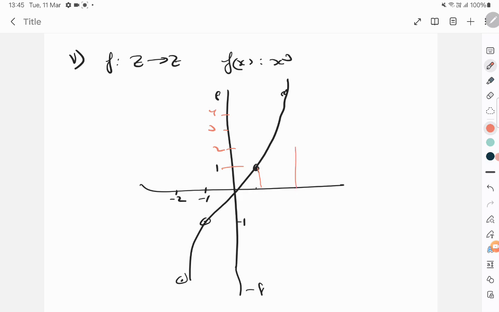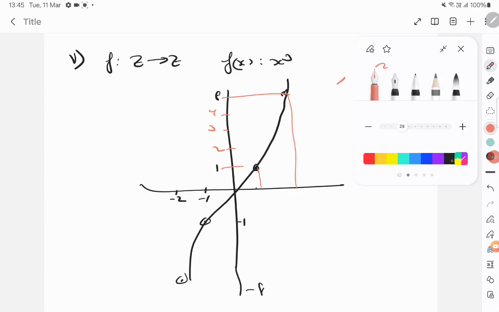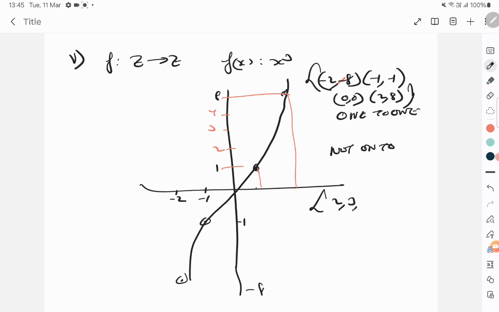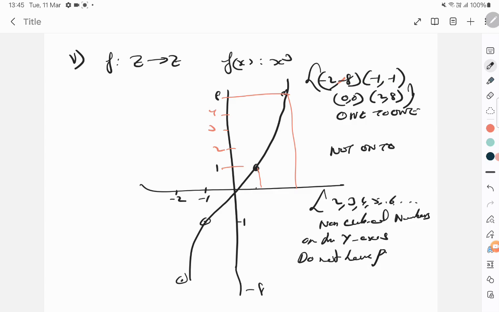It's definitely 1 to 1, because the ordered pair is like this. If you have -2, the -2 is related to -8. -1 is related to -1. 0 is related to 0. 2 is related to 8. So it's definitely 1 to 1, no doubt. But not onto. You list out these elements such as 2, 3, 4, 5, 6, basically non-cubical numbers on the y-axis, or on the codomain, that do not have a pre-image.